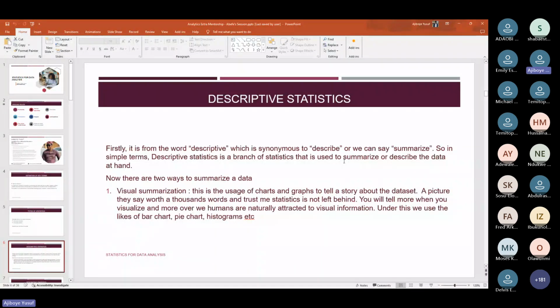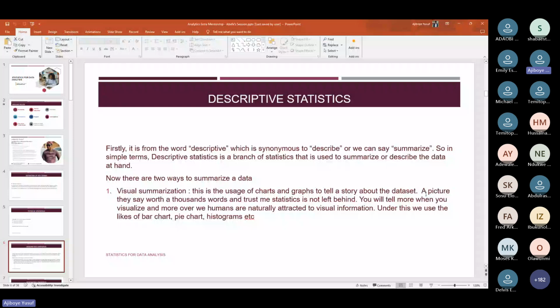A picture, they say, is worth a thousand words, and trust me, statistics is not left behind. In as much as there is a lot of mathematics in statistics, it makes sense sometimes to actually tell a story about your data set using pictures. Yes, numbers can tell a lot of stories and a lot of information, but sometimes using charts, tables, and all of those beautiful things can just make things pleasing to you. We humans are attracted to charts. We understand visual information easily.